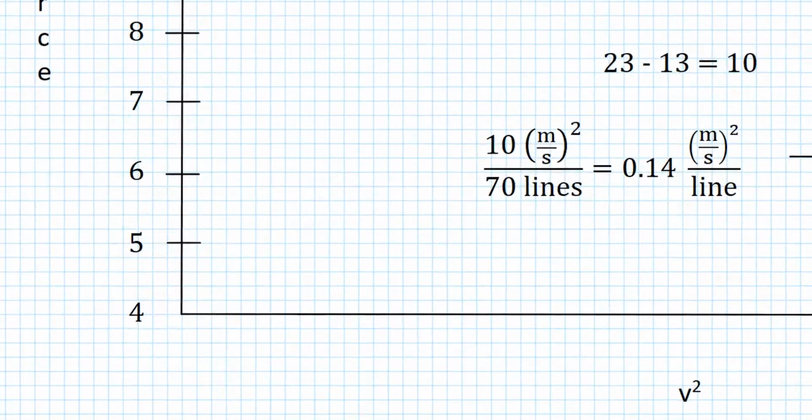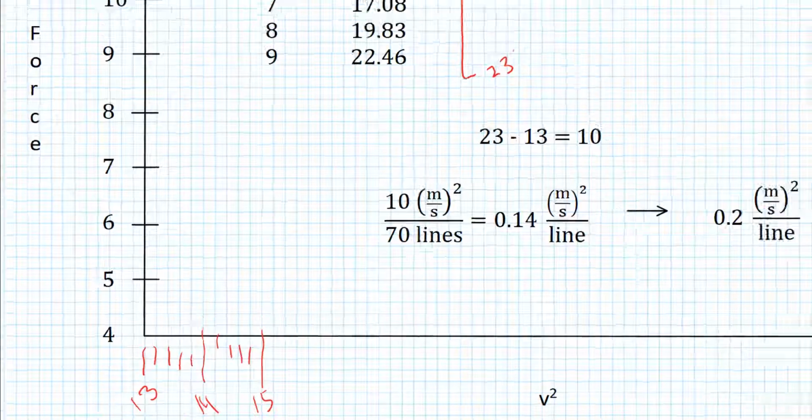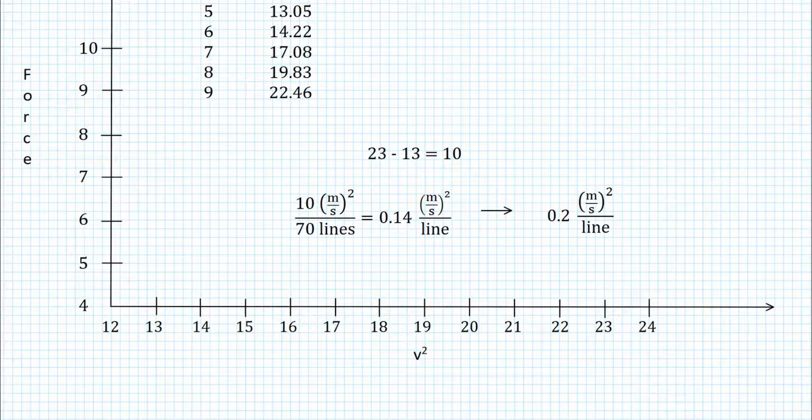What does that mean? It means if I start with 13 at the end of my axis, then each grid line on my graph paper increases by 0.2. 13.2, 13.4, 13.6, 13.8, 14, 14.2, 14.4, 14.6, 14.8, 15, and I could keep going all the way up to 23. I've added the scale to my x-axis. Because I had a little extra room, I started at 12 instead of 13, and I went up to 24.